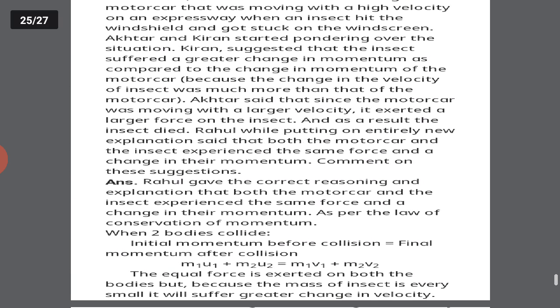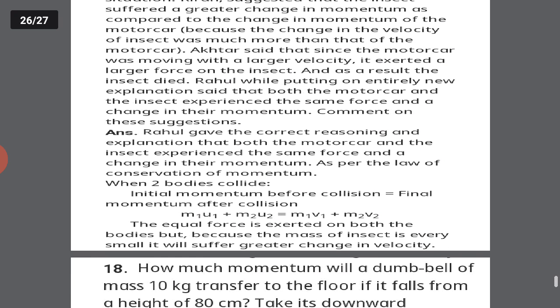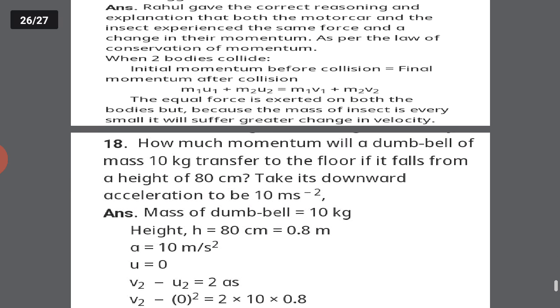This question is a theoretical question, so read out these questions and try to find the possible solution. It is based on the initial momentum before collision and final momentum after collision. Equal force is exerted on both the bodies, but the mass of the insect is very small. It will suffer greater change in the velocity.